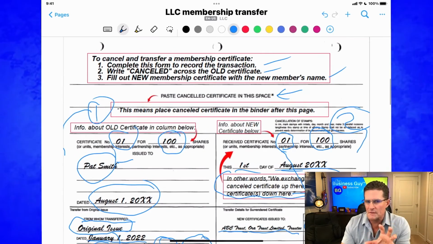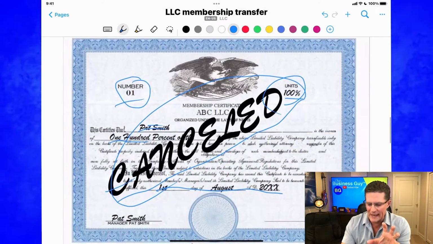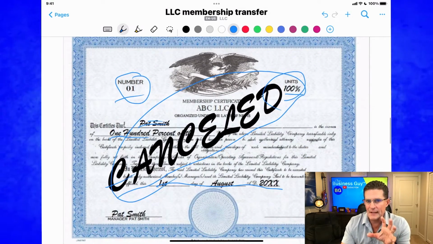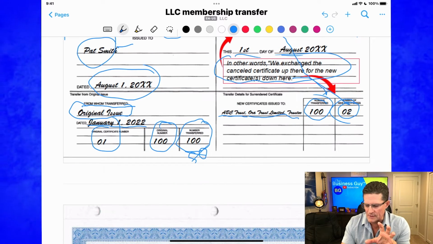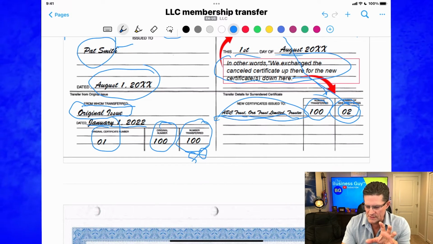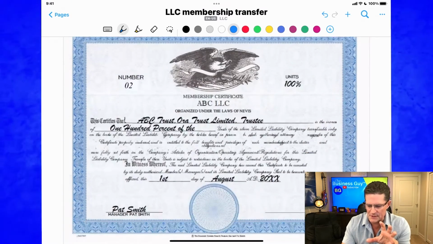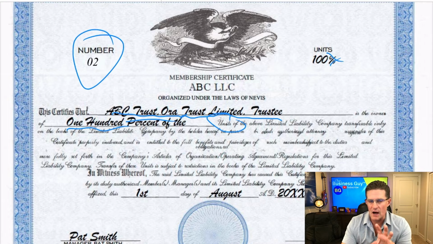So now that the transfer log has been filled out and you've written canceled across the old certificate, it's time to create your new certificate. So you can see we're issuing certificate number 02 to this trust here. So let's go ahead and take a look at certificate number 02. Certificate 02 is being issued to ABC Trust or a trust limited trustee, for 100 units of membership interest. You can write it either way, as a percentage or as a number of units, depending on the number of units the LLC is authorized to issue.